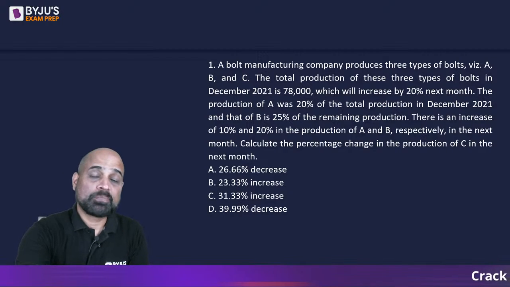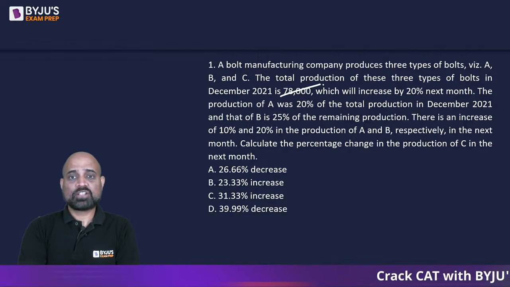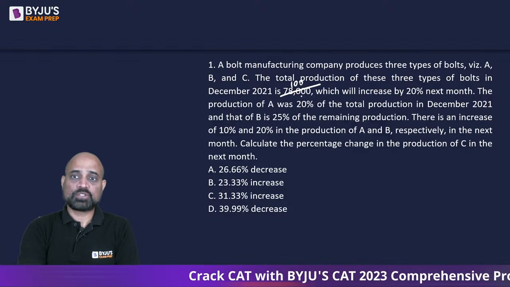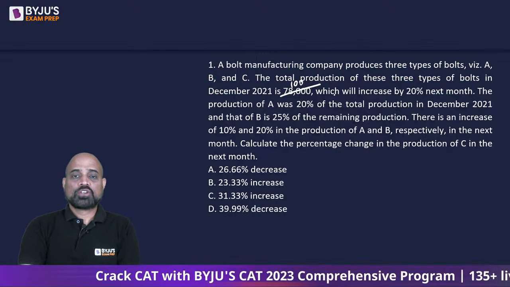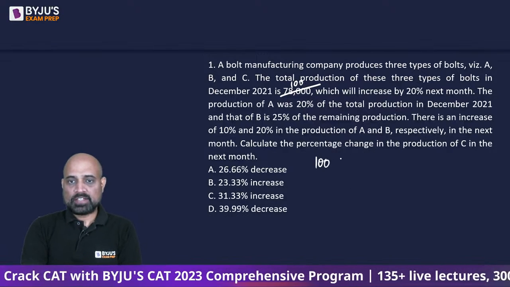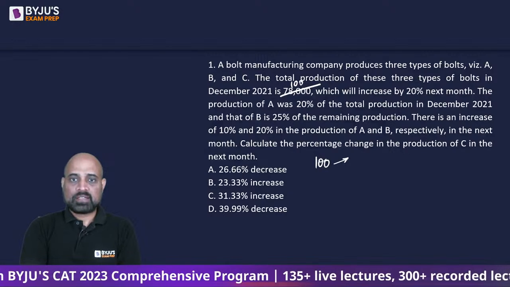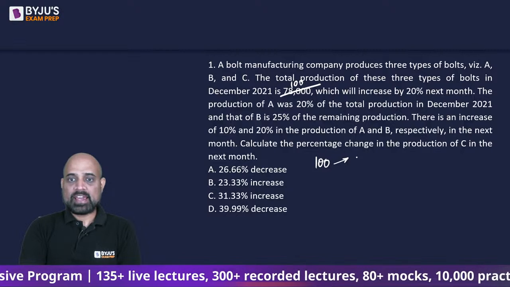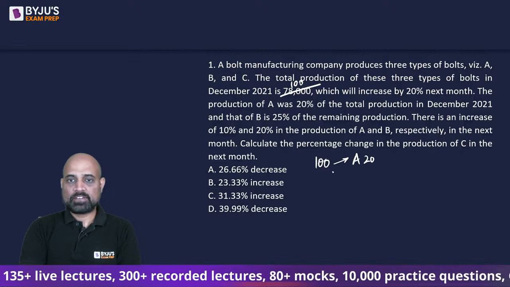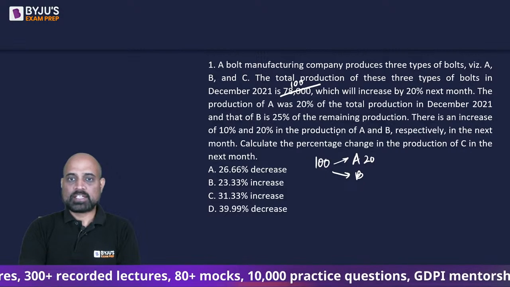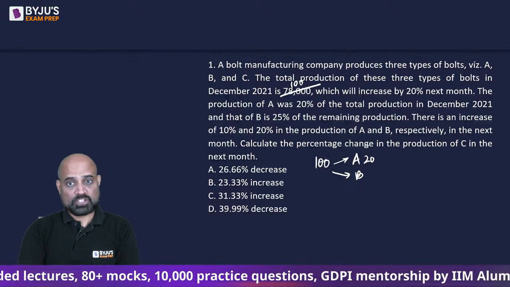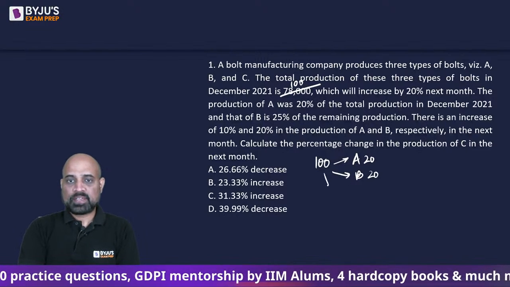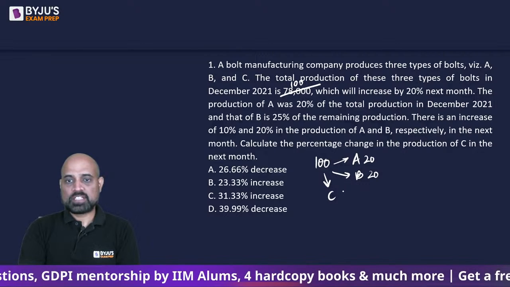So, since this is a question based on percentages, this 78,000 is completely irrelevant. Instead of 78,000, we can simply say that the total production was only 100. So from here, out of these 100, if we talk about A, this was 20. If we talk about B, it was 25% of the remaining production. So remaining production is going to be 80. 25% of 80 is going to be 20. And C is going to be obviously the remaining 60.